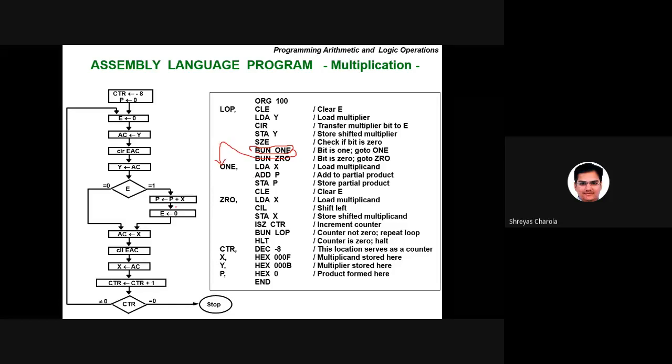What it will do? It will load the x value, then it will add with the p, and the answer will be stored in p, and the value of E will be 0. What is after that I need to do? Again, I need to load the value in x, circular left, again store it into x. What about this? Increment your counter, let's suppose -8 plus 1, that is -7. If it is 0, skip this step and directly go to the hold. But here we don't have 0. So it won't skip the step, it will go to this BUN and then again it will go back.